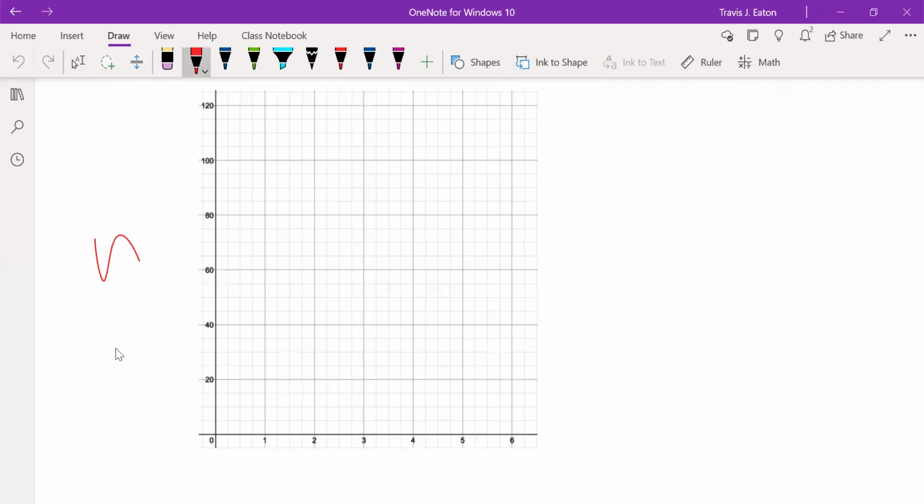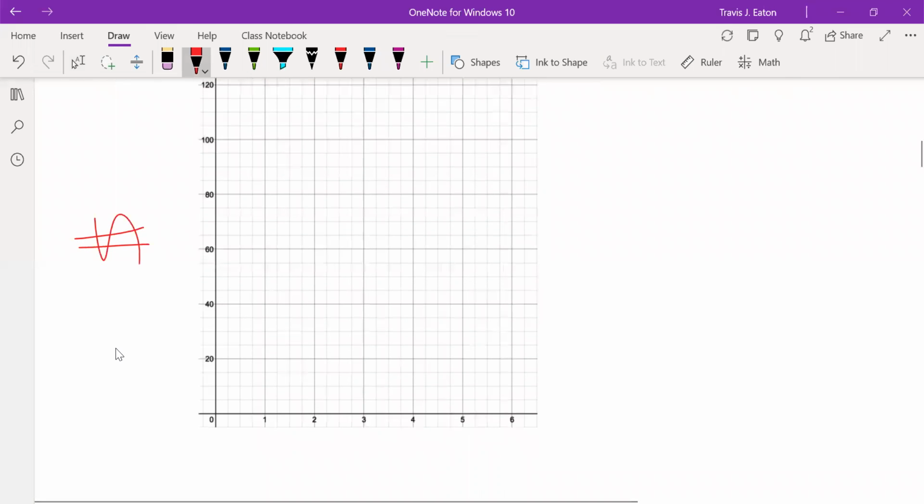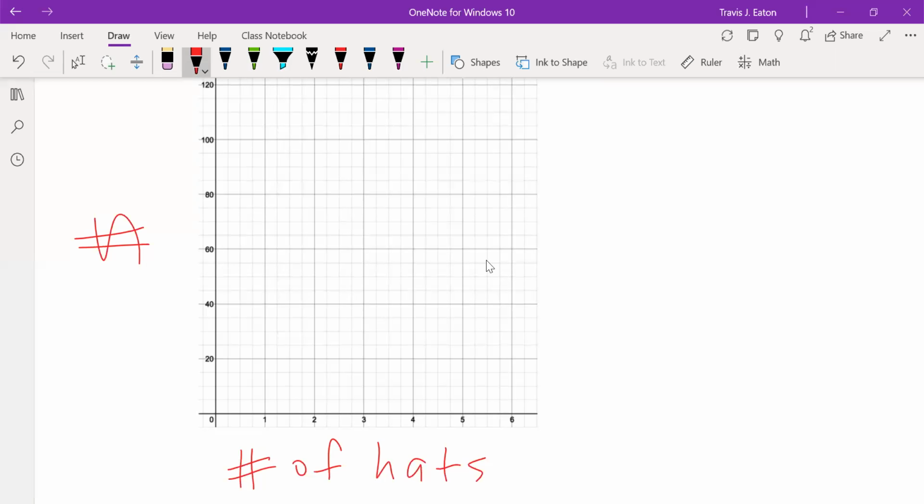All right. This is our money side of the graph. And down here, of course, we have the number of hats. Okay. Number of hats, not hat.